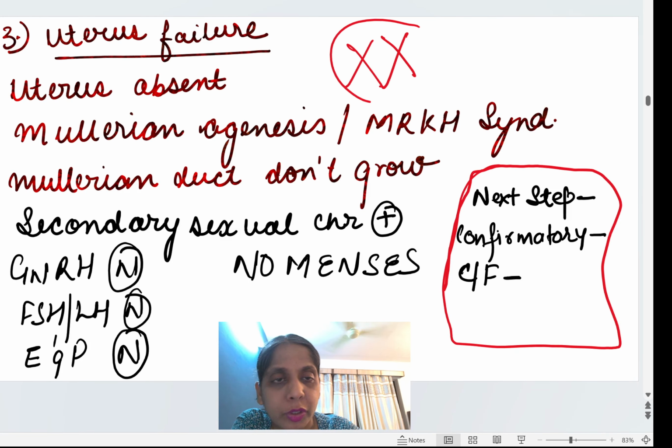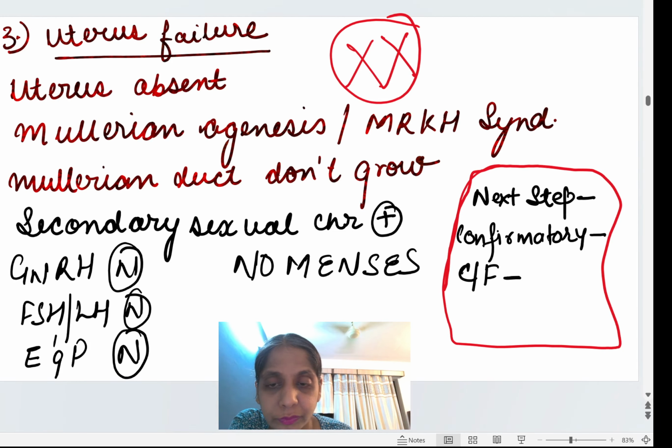Okay, another condition in which the uterus is absent and secondary sexual characteristics are present is androgen insensitivity syndrome. Soon we will discuss that, and then we'll know how we will differentiate it clinically.